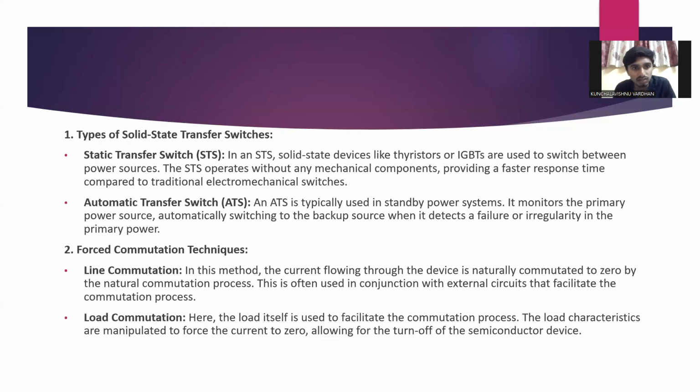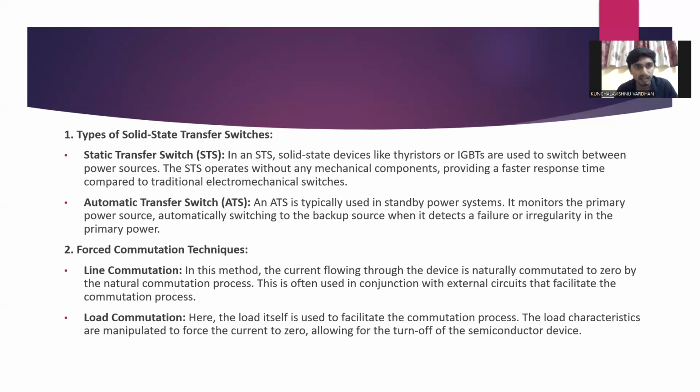Types of solid state transfer switches. Static transfer switch, automatic transfer switch. In a static transfer switch, solid state devices like thyristors or IGBTs are used to switch between power sources. The STS operates without any mechanical components, providing a faster response time compared to traditional electromechanical switches. Automatic transfer switch. An automatic transfer switch is typically used in standby power systems. It monitors the primary power source and automatically switches to the backup source when it detects a failure or irregularity in the primary power.